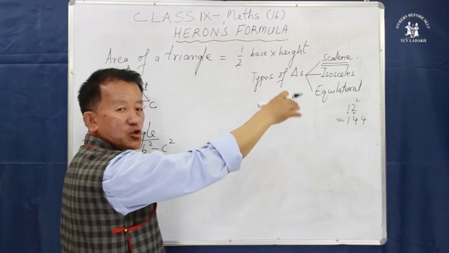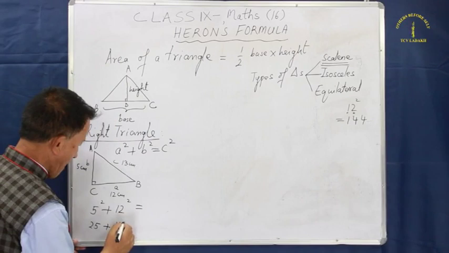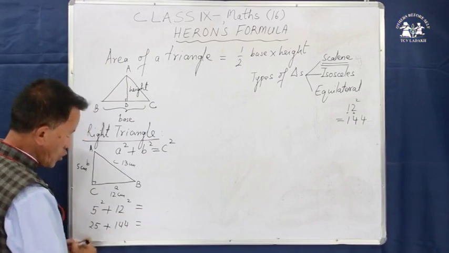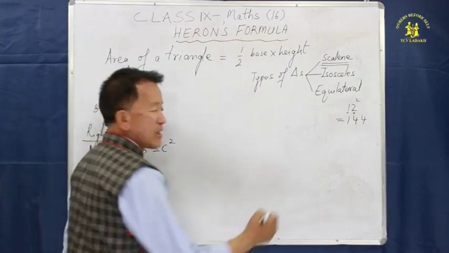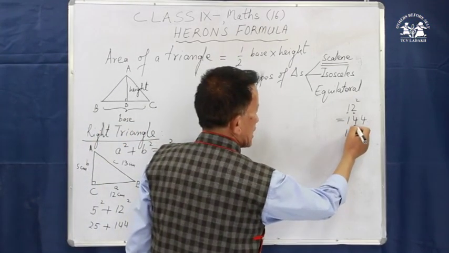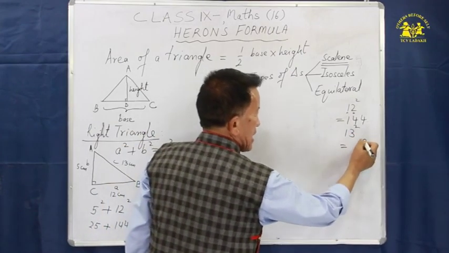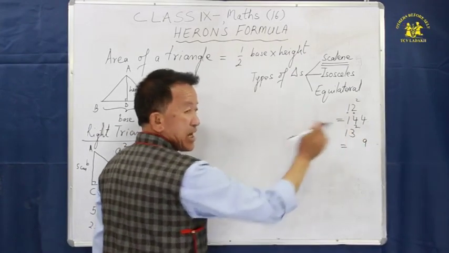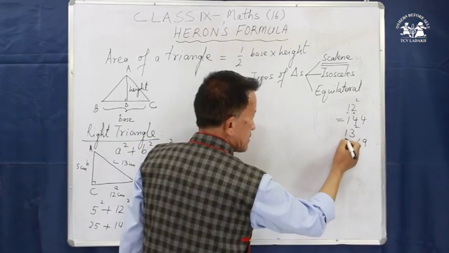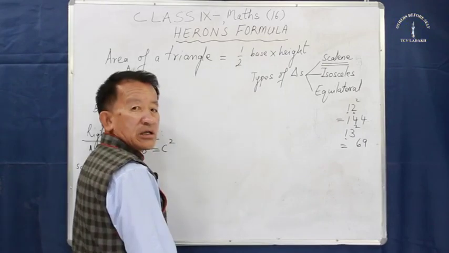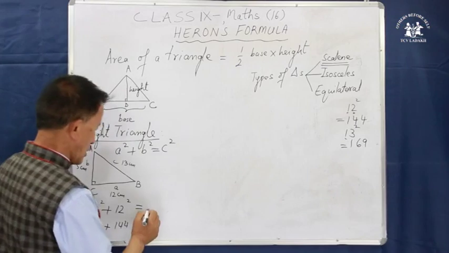Now 12 into 12 is also 144. So 144 plus 25 is 169, and 169 is 13 square. Using the shortcut, 3 3s are 9, 3 1s are 3, double it, 3 2s are 6. Then square the digit in the tens place, 1 1s are 1. That gives 13 square.